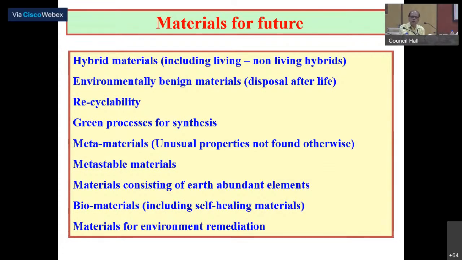Well, materials for future, one can work on hybrids, and in coming years we have to make hybrids beyond simple organic-inorganic. One has to make hybrids of living and non-living bodies. One has to make materials which are environmentally benign because we have to worry about disposal after life. One has to think of recyclability, green processes, metamaterials. This is a new term incidentally. Metamaterials are the materials which have properties which conventional understanding of physics does not support at all. So you have to think out of the box. Metastable materials, materials consisting of earth-abundant elements. You have to use more of silicon, zirconium, aluminum, etc. Biomaterials, including self-healing materials, materials for environmental remediation, etc.